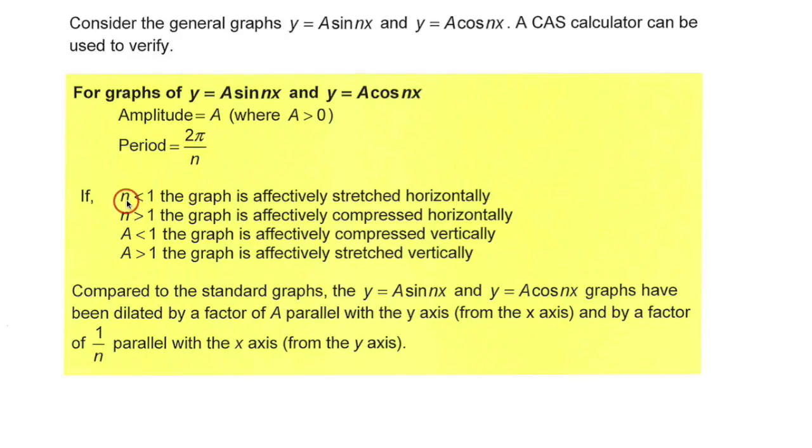If n is less than 1, the graph is effectively stretched horizontally, so it's drawn out. If n is greater than 1, then the graph is effectively compressed. So we're taking the wave and pushing it in tighter. If a is less than 1, the graph is compressed vertically. Along the y-axis, we're looking at contracting it. And if a is greater than 1, then we're stretching it out.